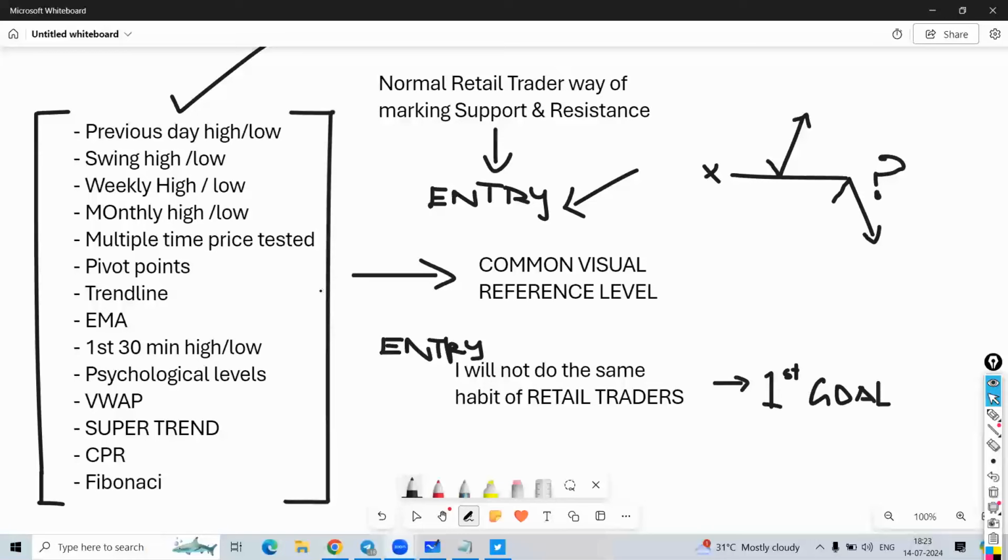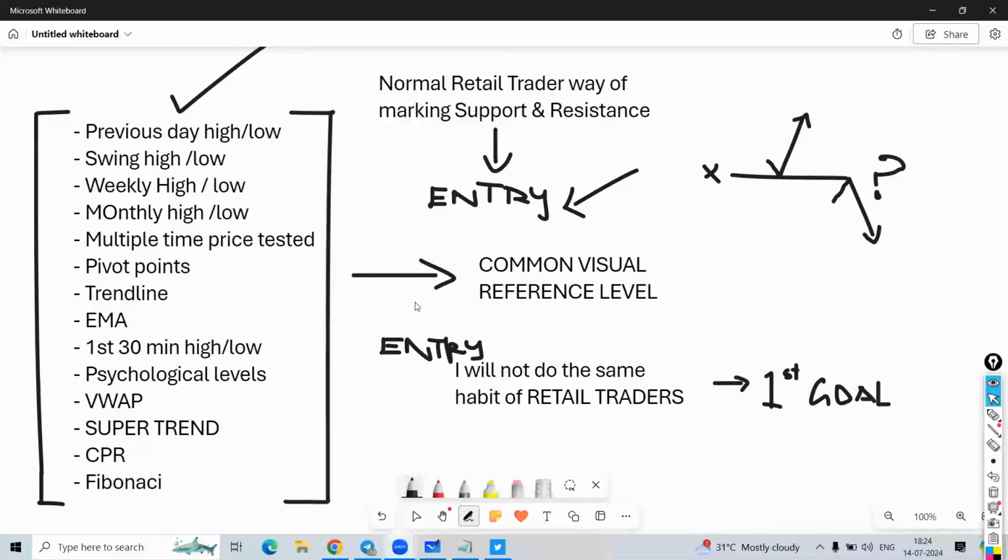Now what I will do in this session, I will tell you a framework by which you will be able to identify unique reference levels. Just notice the answers coming in: not making money by marking such levels.